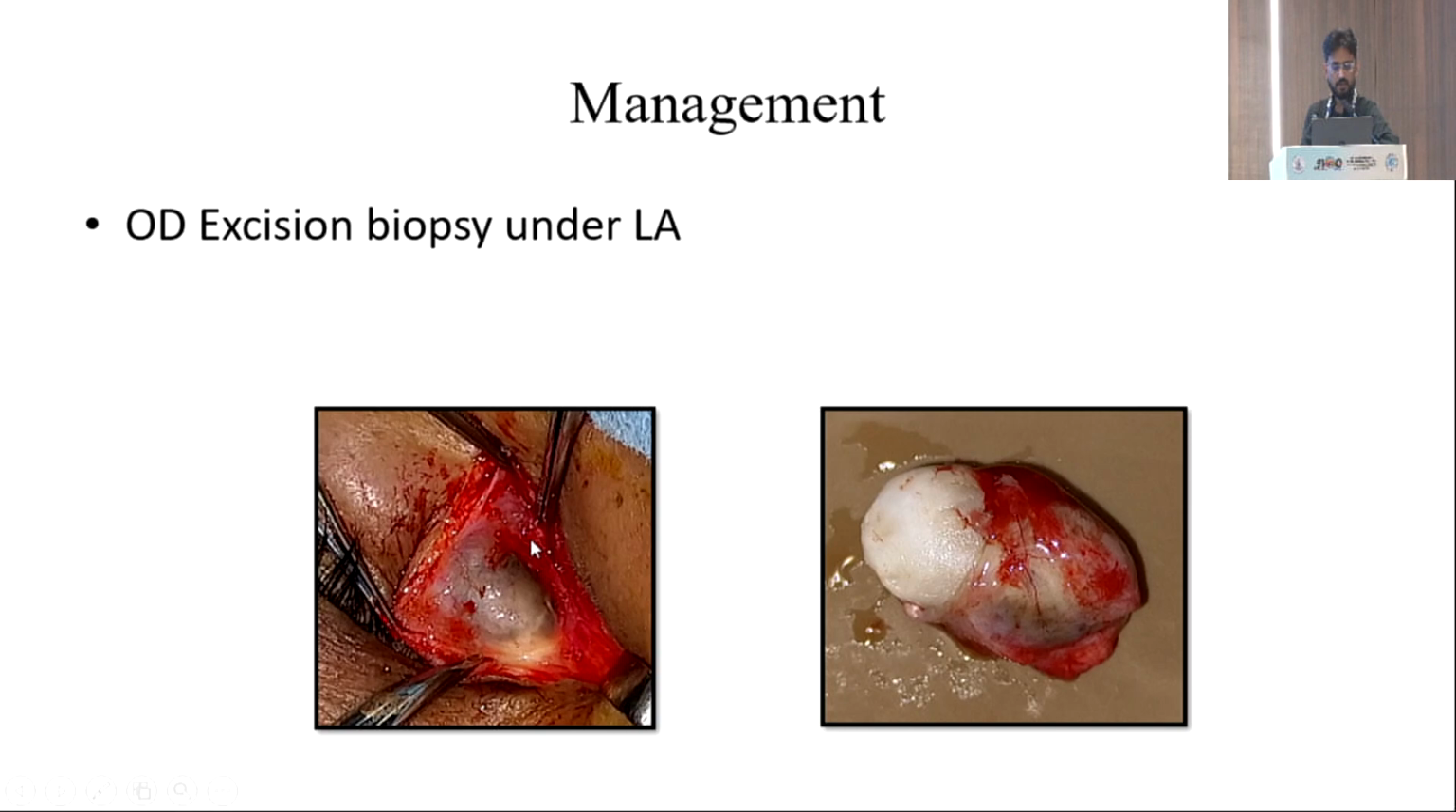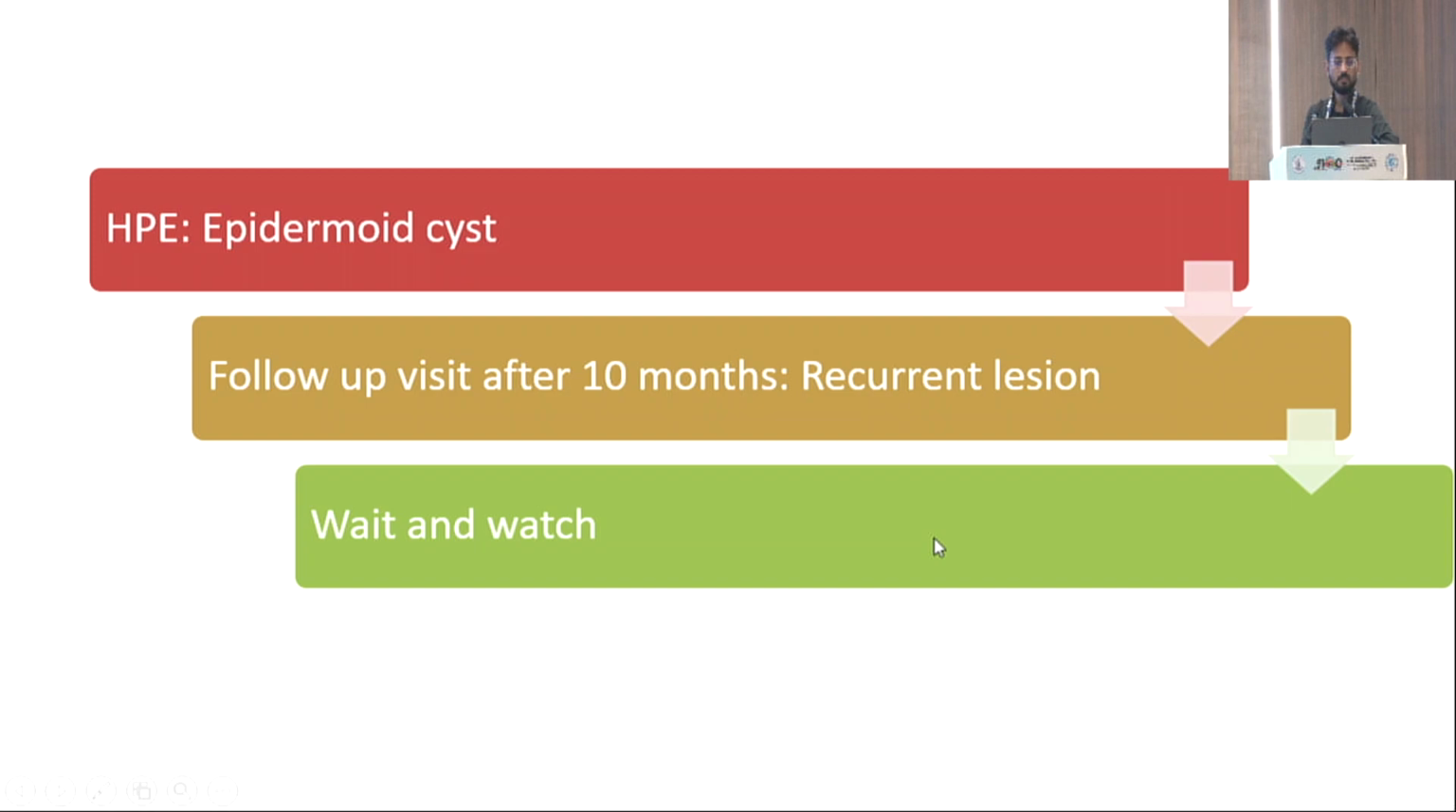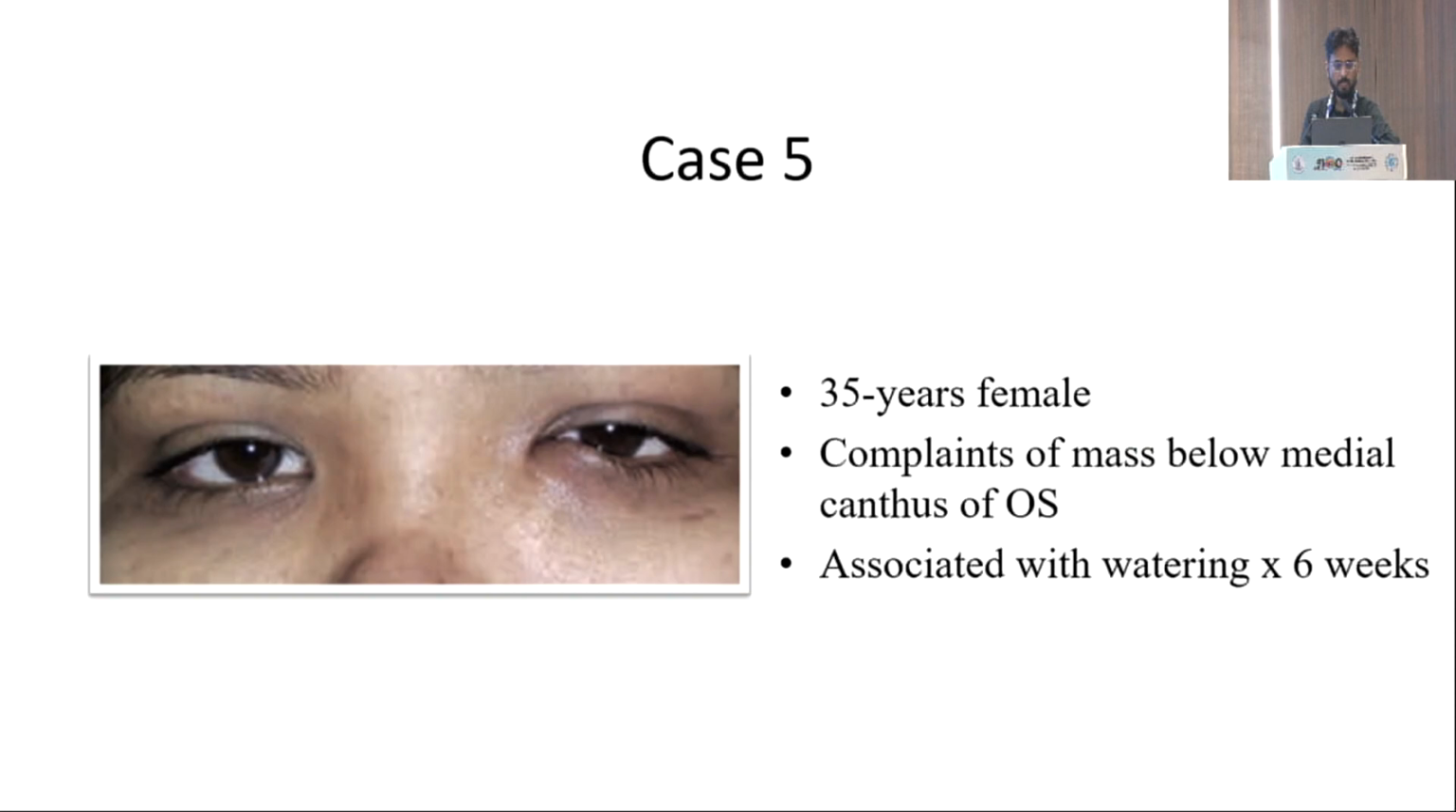So we opened it, and this is the intraoperative picture. Typically, as you can see, it's an epidermoid cyst. That's how an epidermoid cyst looks. Histopathology confirmed that it's an epidermoid cyst, and this patient didn't have any watering in the follow-up period. Another case, a 35-year-old female, complaints of a mass below the medial canthal area in the left eye, associated with watering for the past 6 weeks.